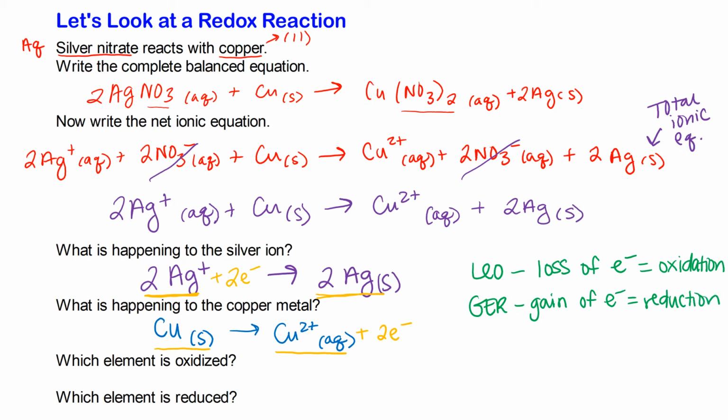So in the silver ion, we see that they are gaining electrons between the reactants and the products. So if it is gaining the electrons, we know that the silver ion is being reduced. And when we look at which element is being oxidized, the oxidation is where the electrons are being lost. Remember, it's lost between the reactants to the products. So here we see the electrons being lost because they are part of the products on the right-hand side. So the element that's being oxidized is the copper.